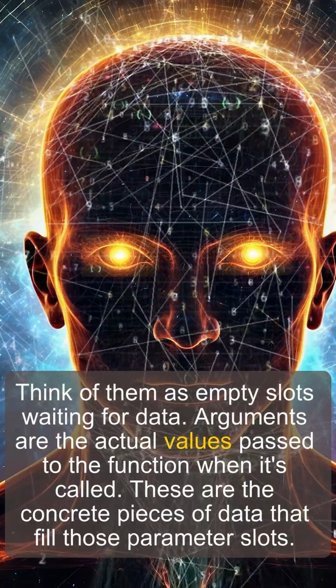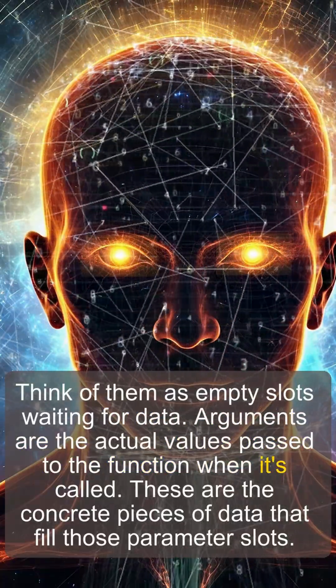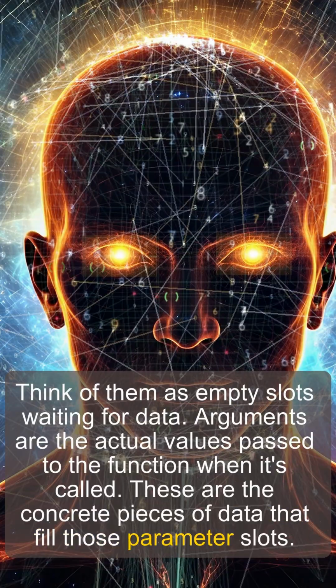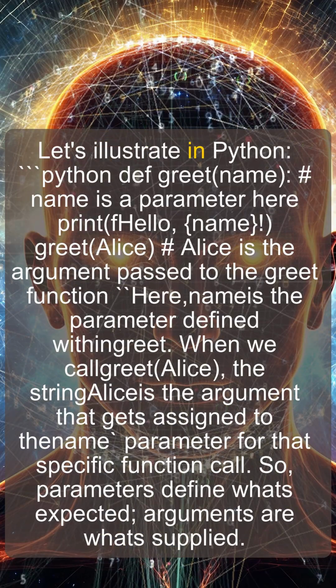Arguments are the actual values passed to the function when it's called. These are the concrete pieces of data that fill those parameter slots. Let's illustrate in Python.